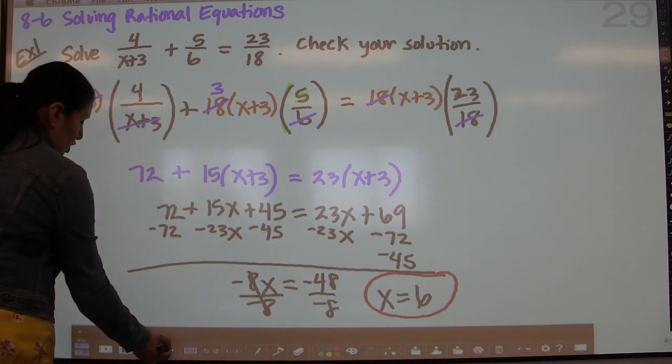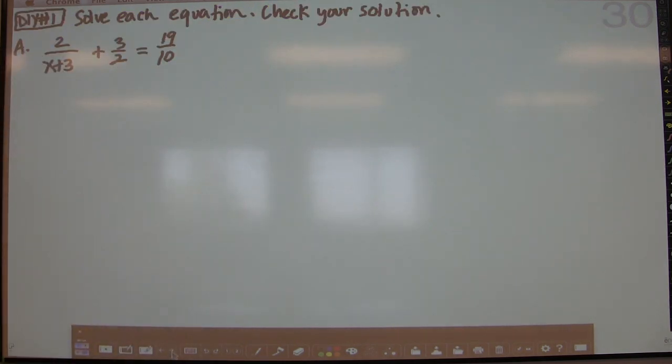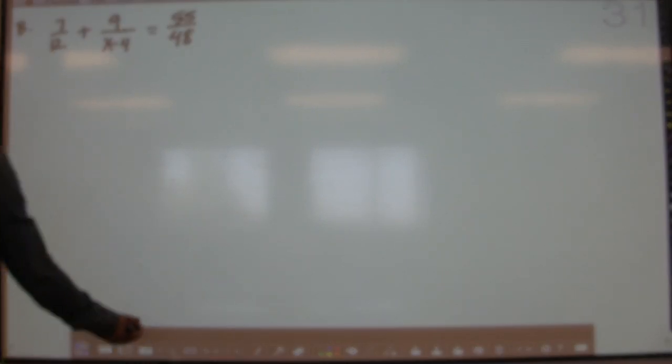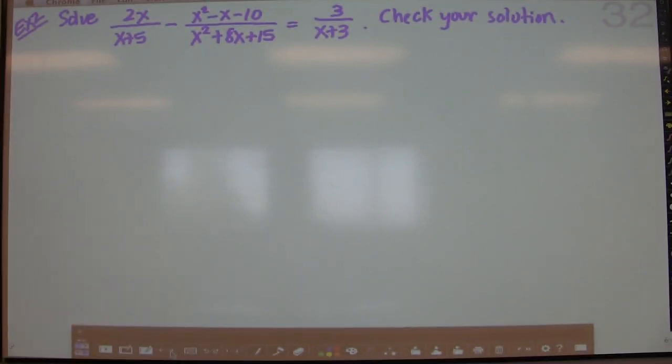And then we want to let you try this, do it yourself. This is part A. And here we have part B. And then we're going to go to our next example and just kind of take it up a notch.